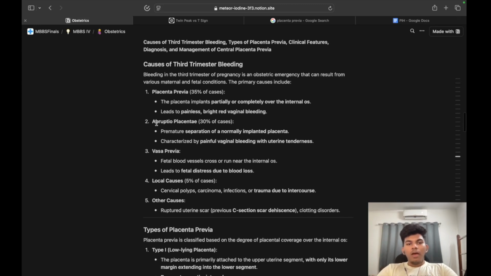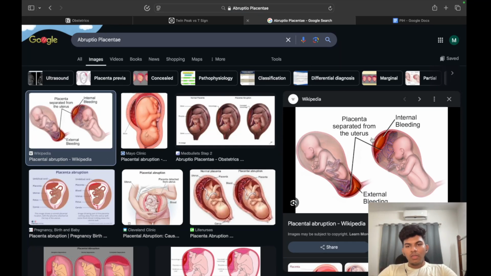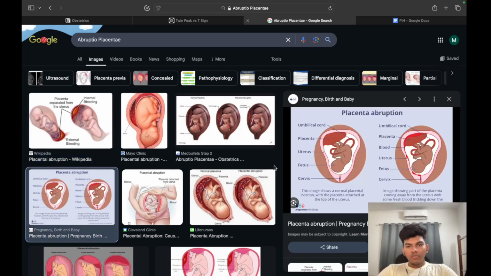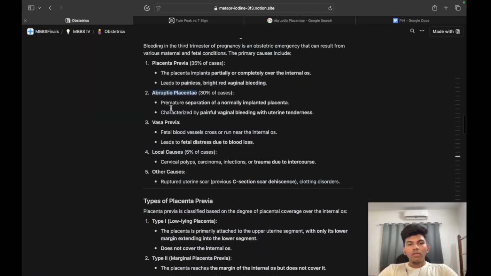Alright. Abruptio placenta, premature separation of normally implanted placenta characterized by painful vaginal bleeding with uterine tenderness. Now there is pain. Here you can see there is blood that is being accumulated because of premature separation of placenta from the uterine wall, and there is painful bleeding. So characterized by painful vaginal bleeding with uterine tenderness.